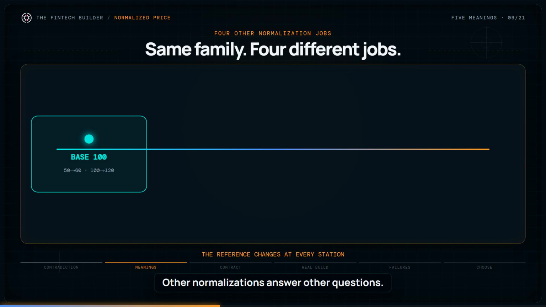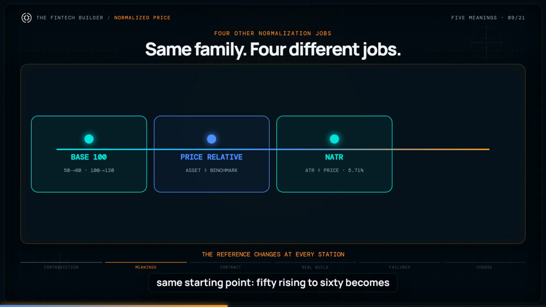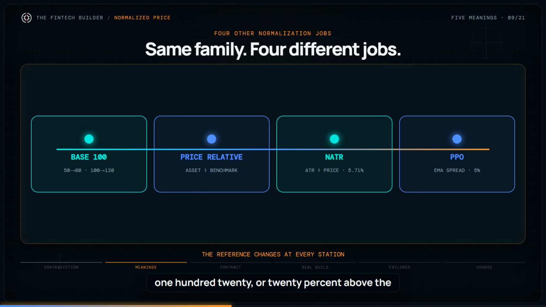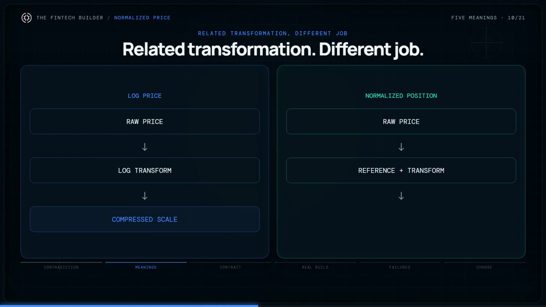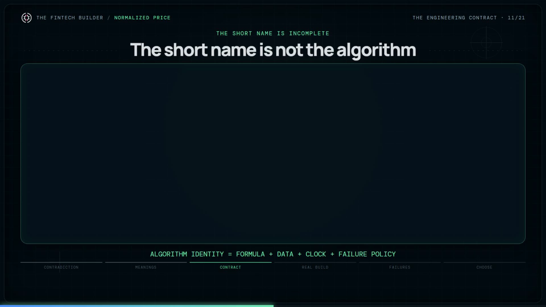Other normalizations answer other questions. Base 100 rebases every series to the same starting point. 50 rising to 60 becomes 120, or 20% above the base. Price relative compares an asset with a synchronized benchmark. Normalized ATR expresses average true range as a percentage of price. PPO expresses the fast versus slow moving average spread as a percentage of the slow average. Same word, normalized, 4 different jobs. Log price is related, but it is not automatically normalization. It compresses multiplicative differences and supports log returns, yet it does not by itself place price around a mean, range, benchmark, or base.